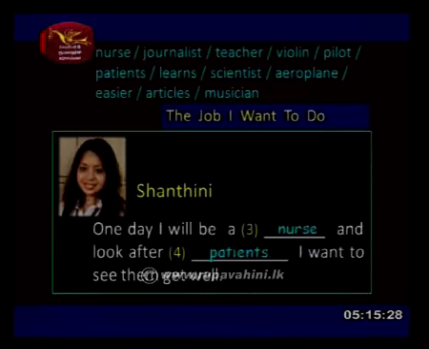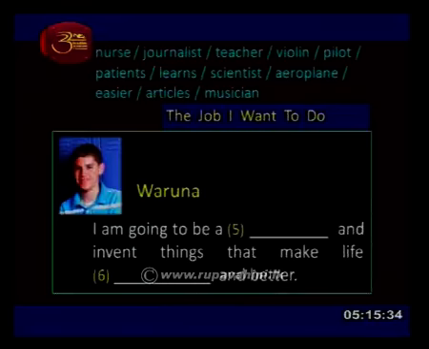Yes. The next one. Yes, Andrea? I am going to be a blank and invent things that make life blank and better. Okay. What are the clues here? Invent things. Who invent things, children? Scientists. So that's easy. Then next one. And then they make our life better and easier. Right. So can you read the correct sentence? I am going to be a scientist and invent things that make life easier and better.